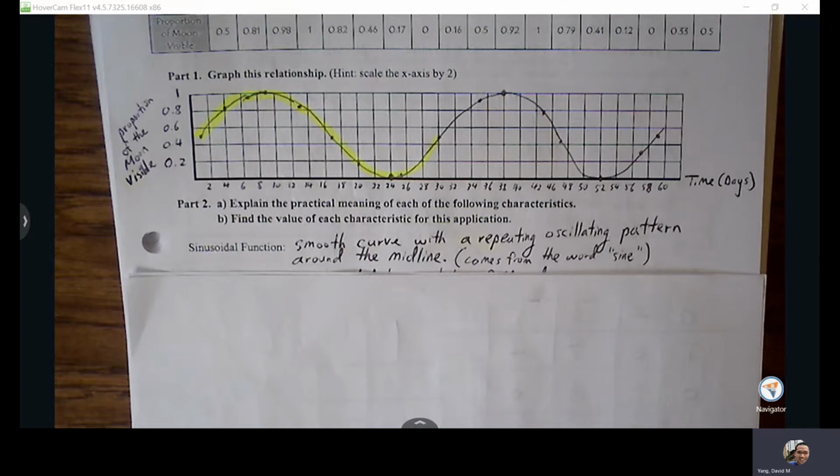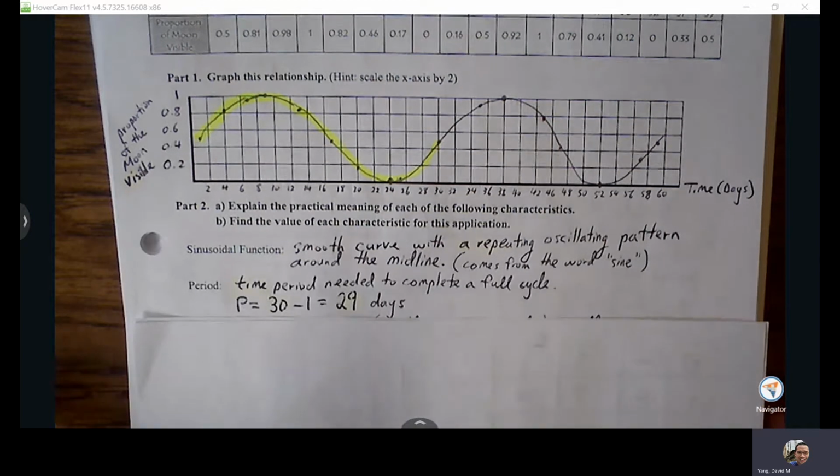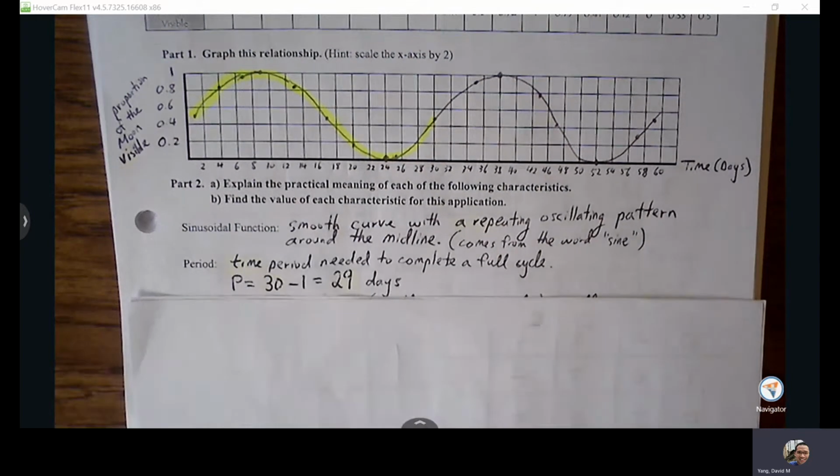Now, we're starting at 1, which means it's not quite 30. It's going to be 30 minus 1. Our period is the time needed to complete a full cycle. We started at 1, we end at 30. If I subtract those two values, I get the period of this particular cycle, which is 29 days.